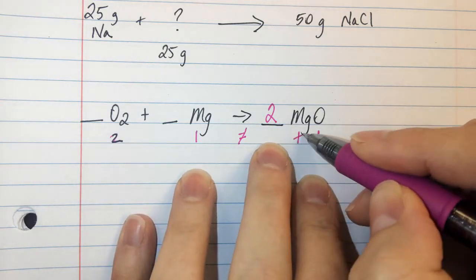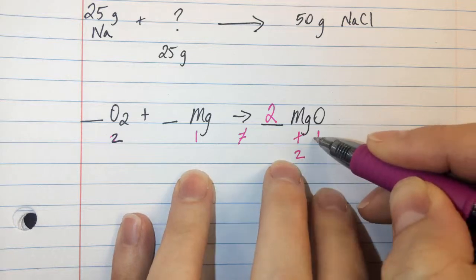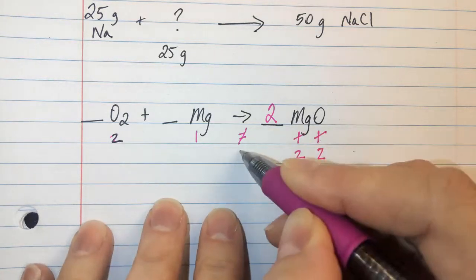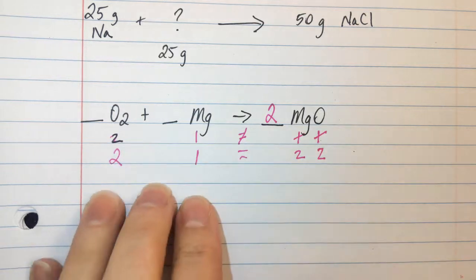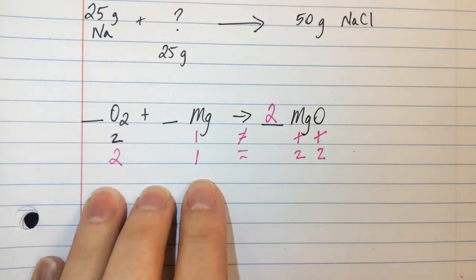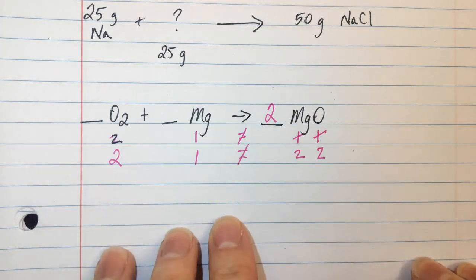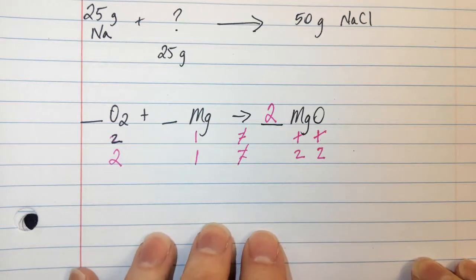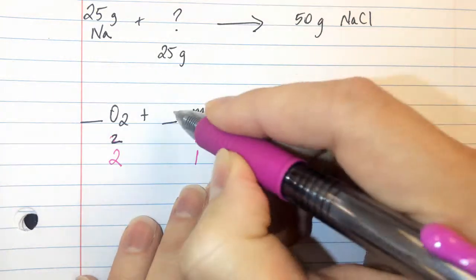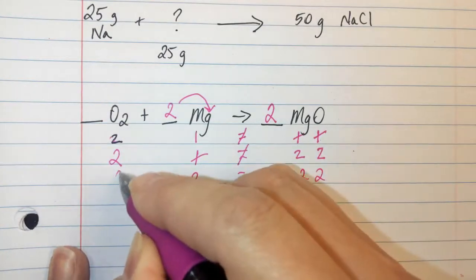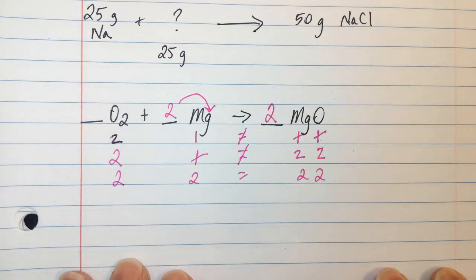How many magnesiums is this? 2. How many oxygens is this? 2. Does that equal the left side? Yes or no? No. Which element does not match now? Magnesium. How do I make him match? Double him. Okay?